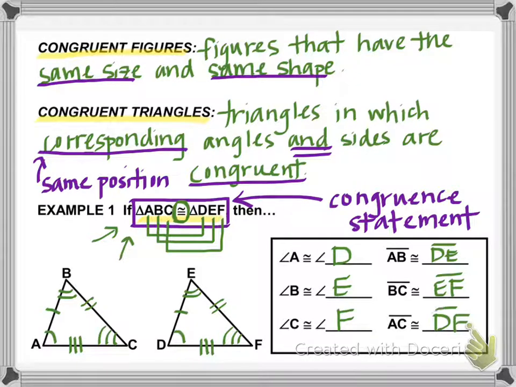So if you notice, there are a total of 6 pairs of both angles and sides that are congruent in congruent triangles.